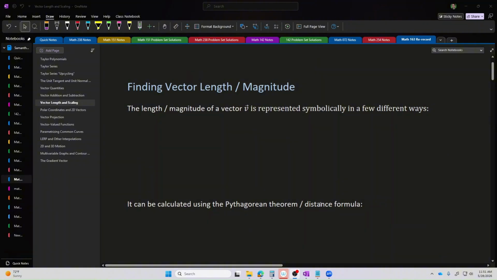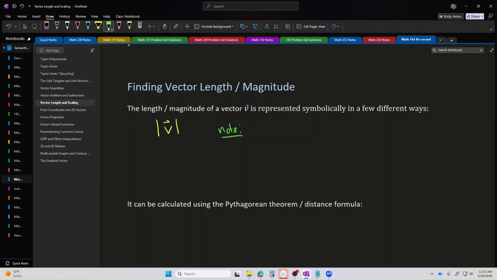If you have a vector written as v with the little vector arrow on top of it, the magnitude of v can be represented symbolically in a couple of different ways. One way is to surround the vector v by a single set of vertical bars. I think this notation is a little bit dangerous, especially for students who are just getting started, because many will see the vertical bars and get confused between this notation and the notation for absolute value.